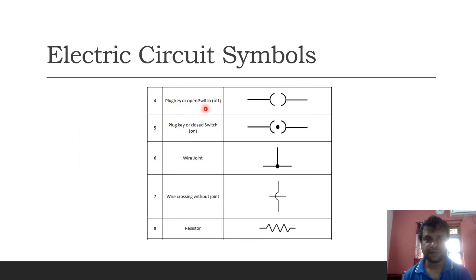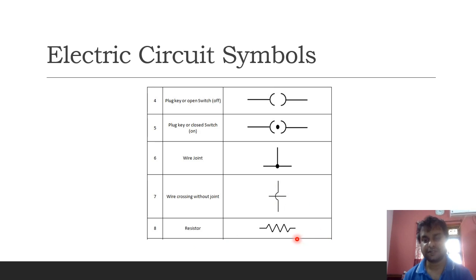Further on, a plug key or an open switch is indicated this way. This is a closed one. A closed one means that the circuit is complete, which means the switch is actually on. Here is a joint in the wire. If there are more connections to the circuit, it will look like a T joint, an upside down T. If there is no joint, but a wire crossing above another wire, then it should be symbolized something like this.